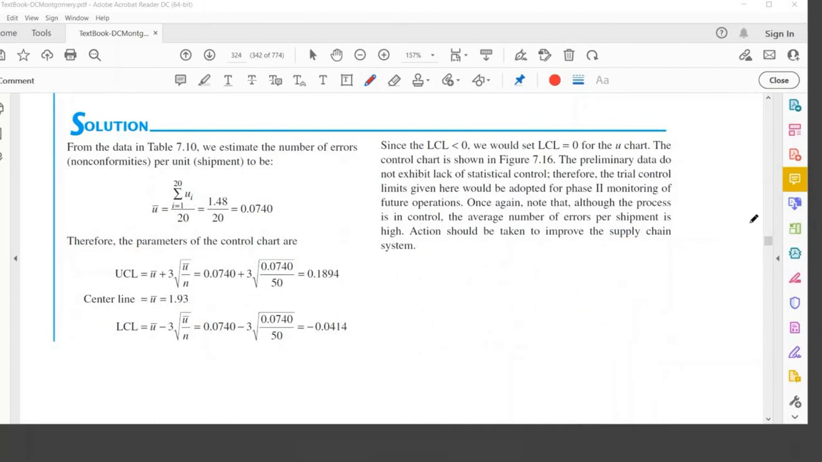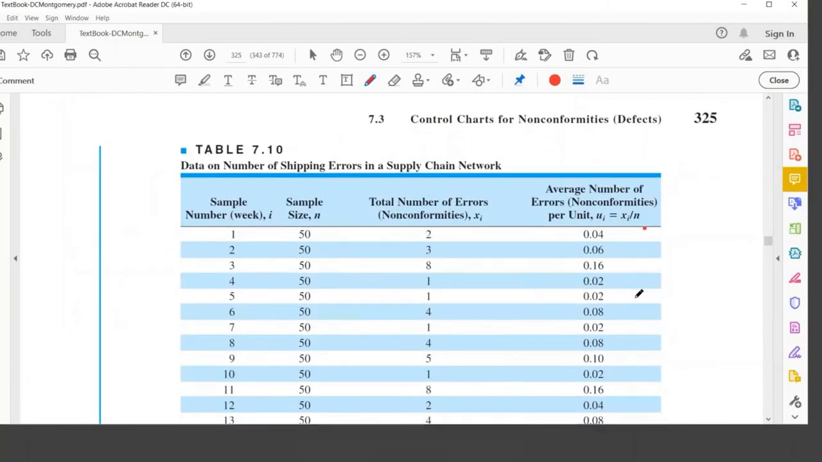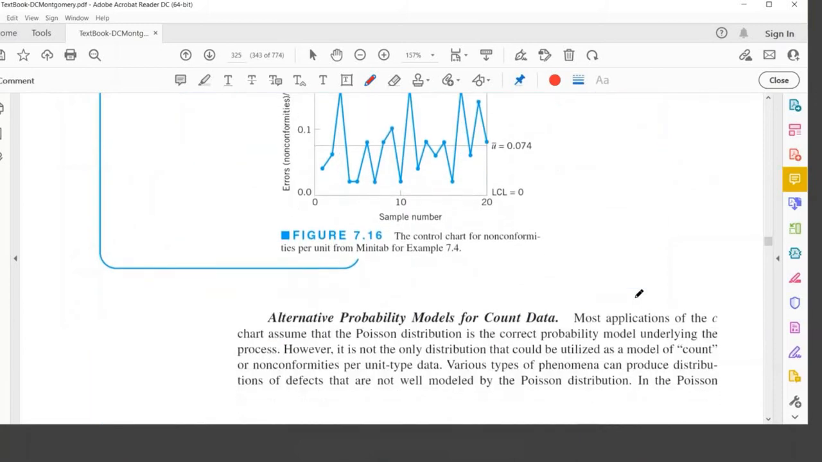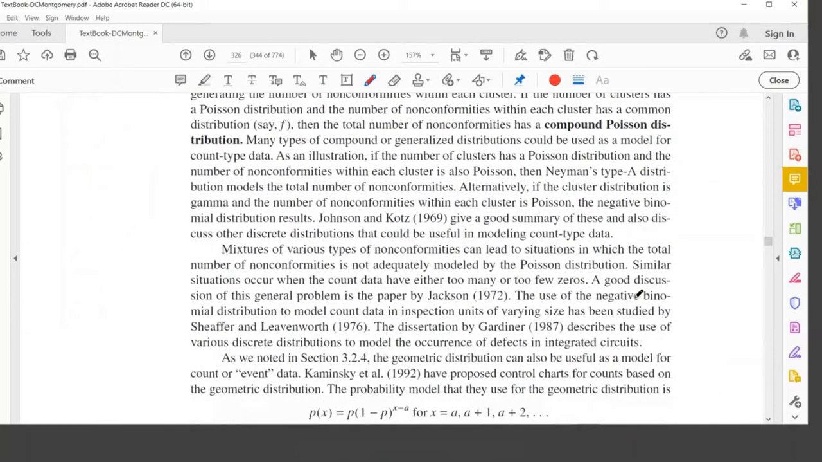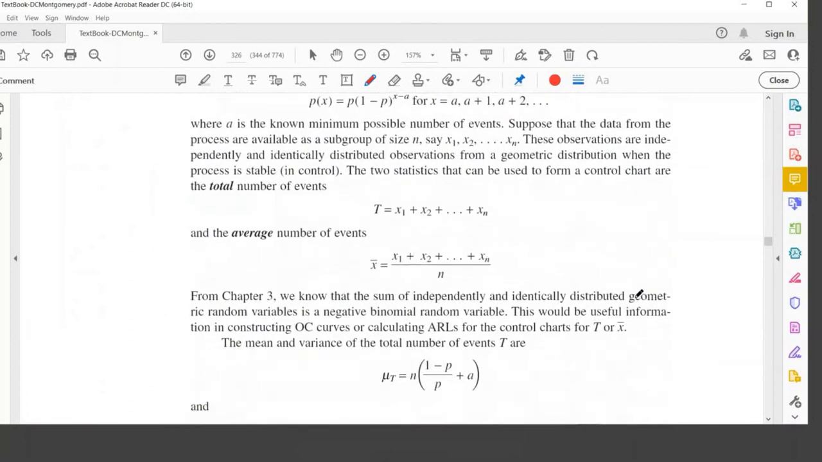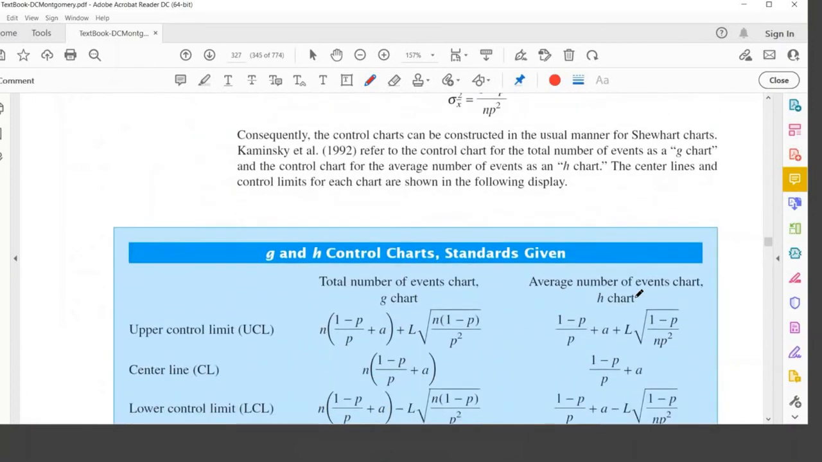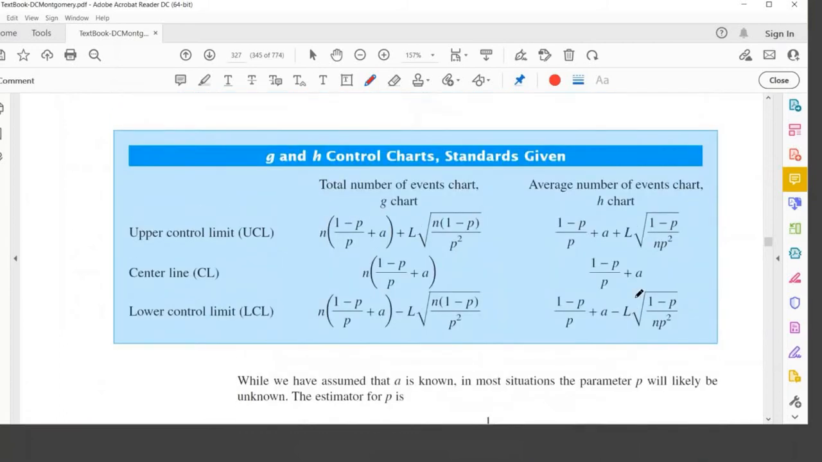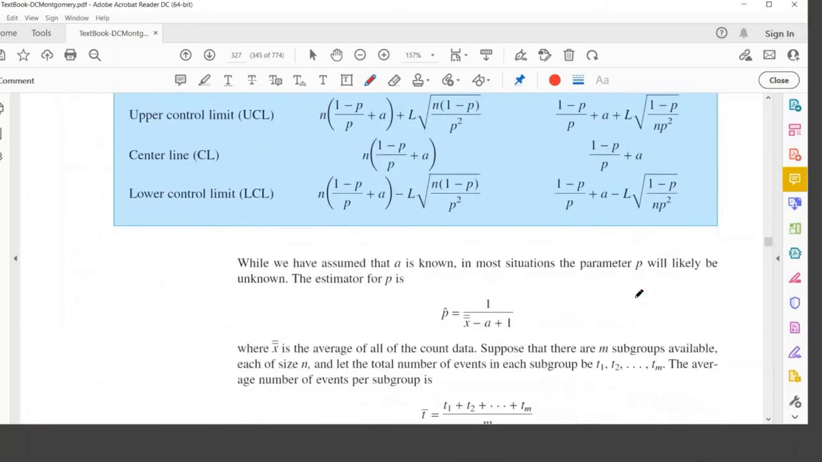So I think we have done all these control charts, and time is also running out. I have only one more chart to discuss, which is the D chart. I will do that next class. This chart apa ni, yang G and H tu kita tak cover. G and H we don't cover in this class.